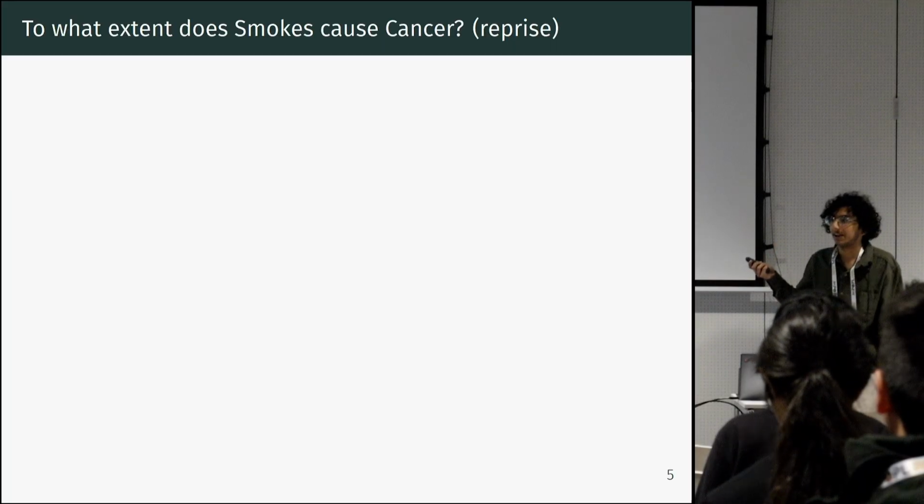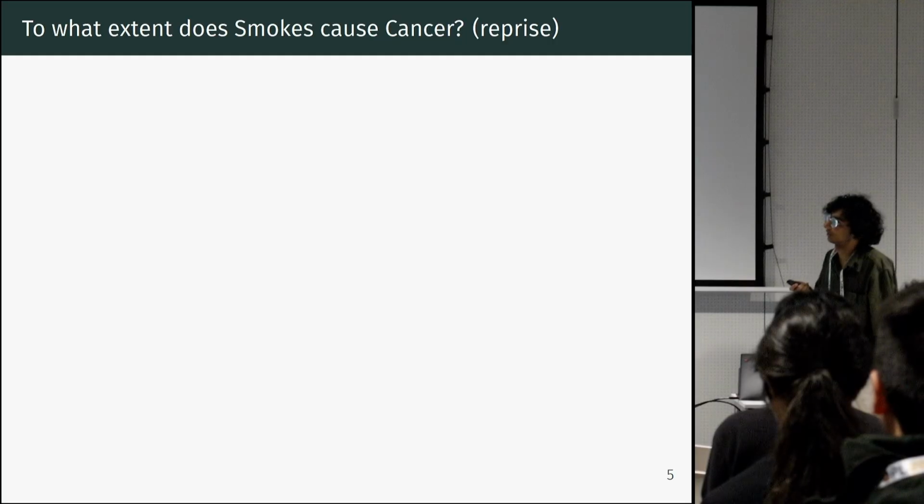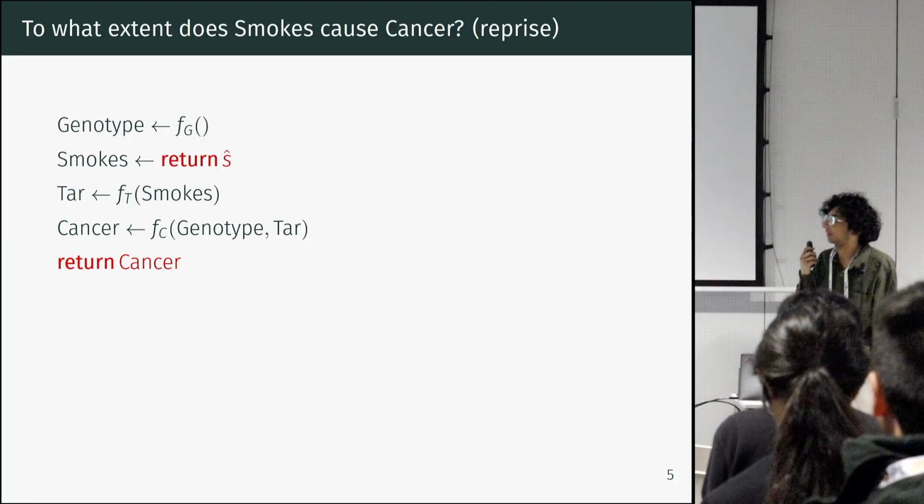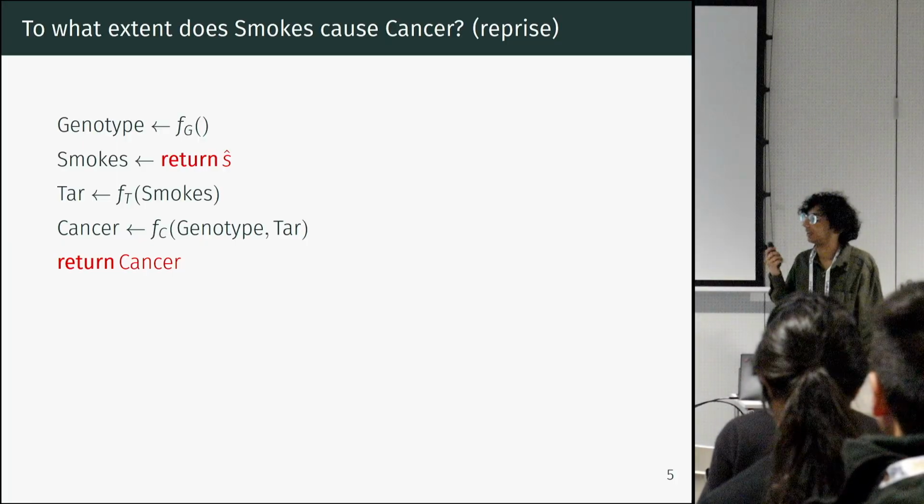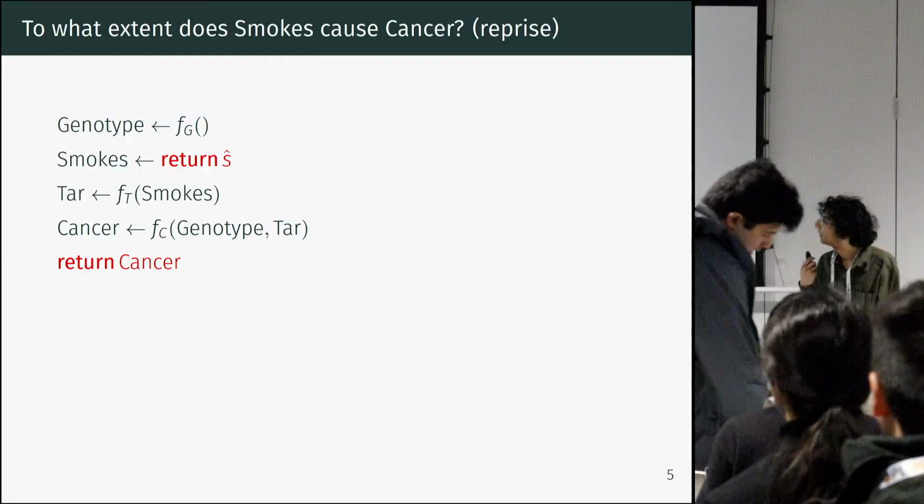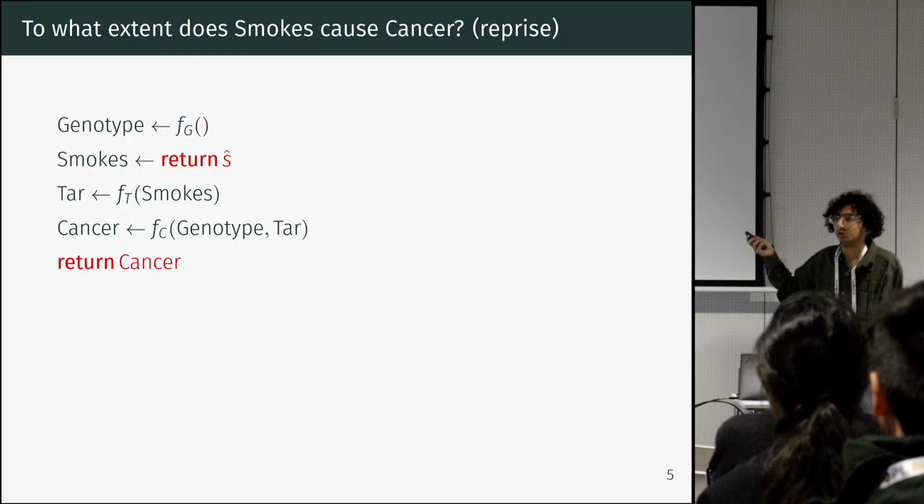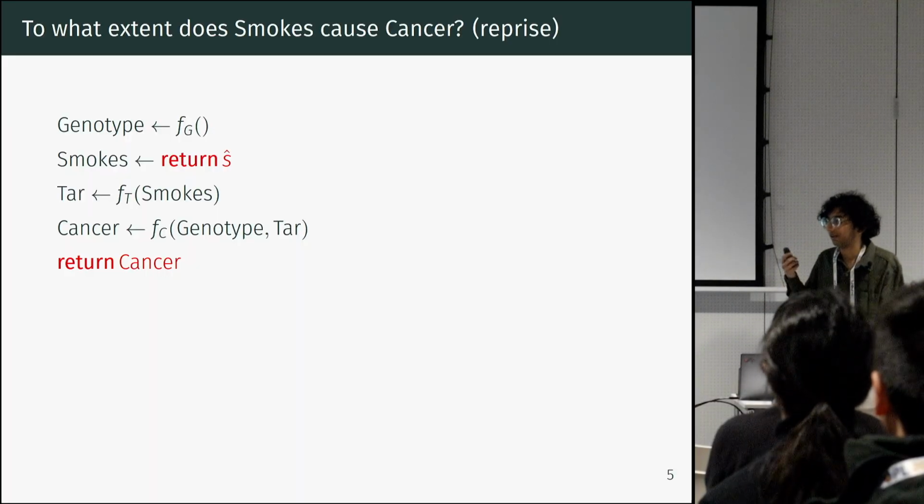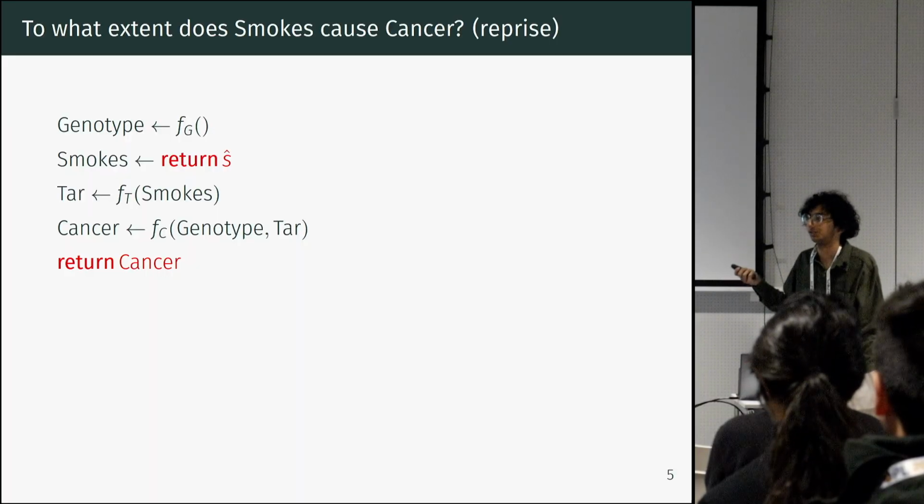And now we might ask the same question: to what extent does smokes cause cancer? And we do the same trick as earlier. We replace the mechanism that computes smokes, and we change the return value. But the problem is now this is no longer a program that we can run inference on. There are all these uninterpreted mechanisms. So the best we can do is estimate this by going to the real world.